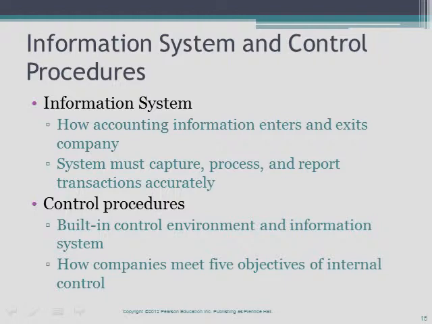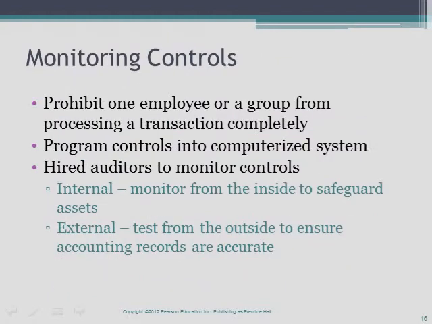Also symbolized by the door, control procedures built into the control environment and information system are the means by which companies gain access to the 5 objectives of internal controls discussed previously. Examples include proper segregation of duties, comparisons and other checks, adequate records, proper approvals, and physical safeguards to protect assets from theft.